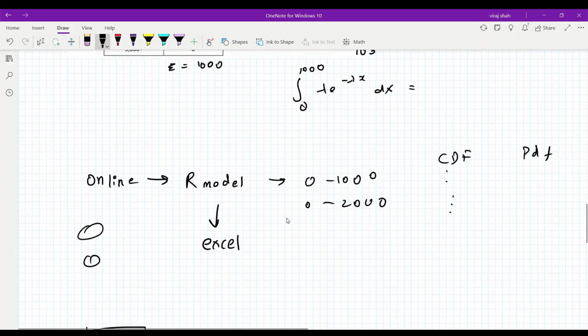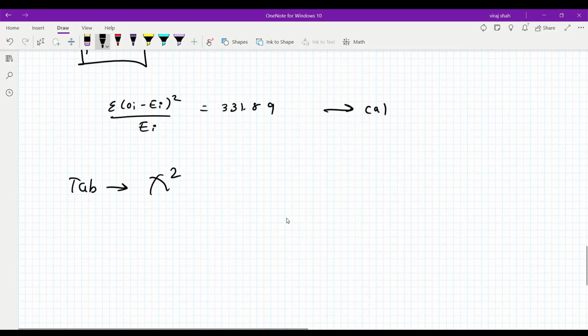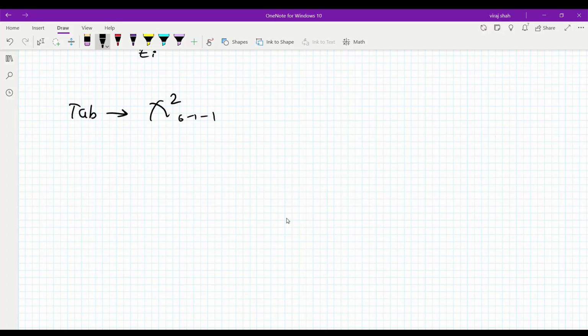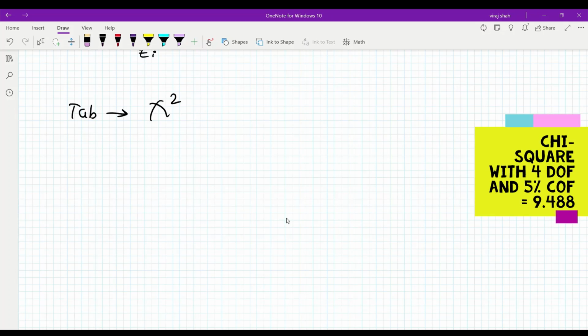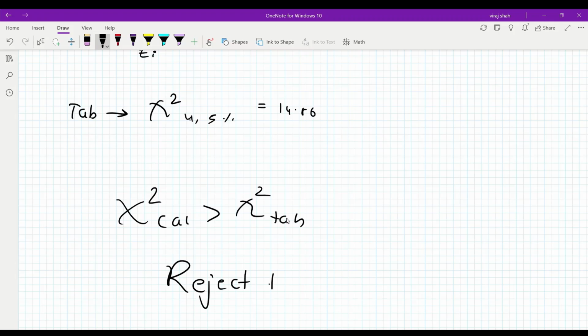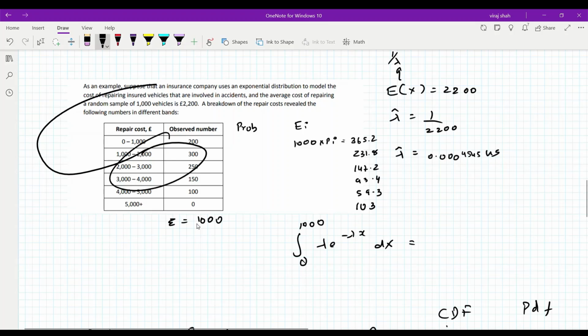First calculate the number of rows: 1, 2, 3, 4, 5, 6. So 6 minus 1. One parameter we estimated, so 1. And we did not club any row. So 6 minus 1 minus 1 gives you 4 degrees of freedom with 5%. If you look at this value, it would be 14.86. You see that your chi-square cal is greater than chi-square tab. Therefore, you reject H naught. This indicates that this data does not come from an exponential distribution.